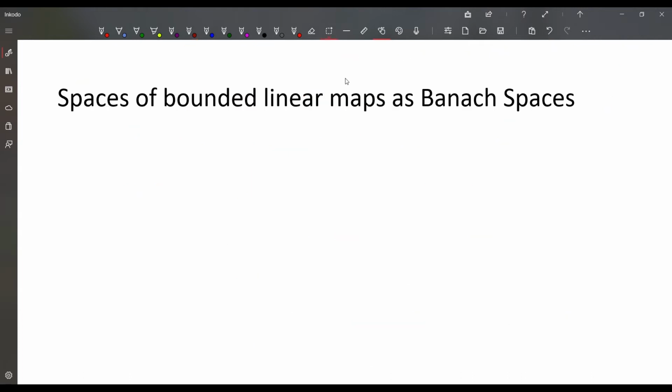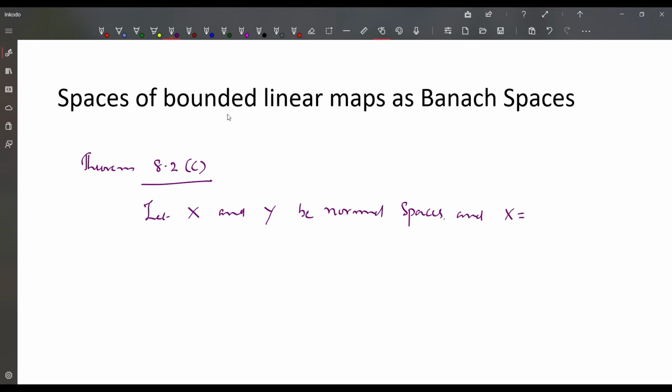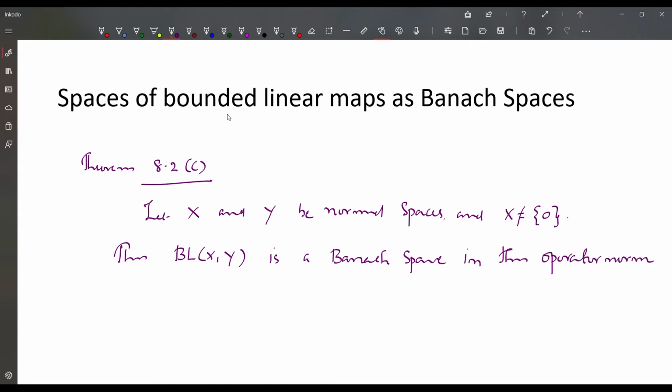Now we discuss the condition for the space of bounded linear maps to become a Banach space. So we state a theorem, 8.2c. Let X and Y be normed spaces and X not equal to singleton 0. Then BL of X,Y is a Banach space in the operator norm if and only if Y is a Banach space.